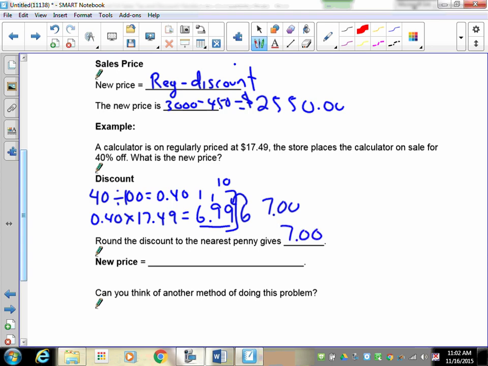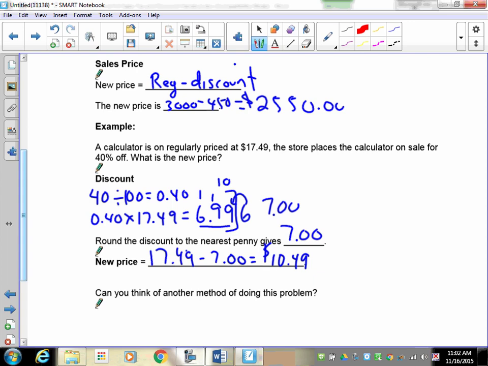$7.00. So my new price is going to be 17.49 take away $7, which means I'm going to have $10.49 for my new price. All right. Now, is there another way of doing this problem?